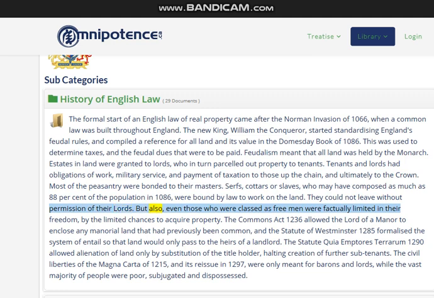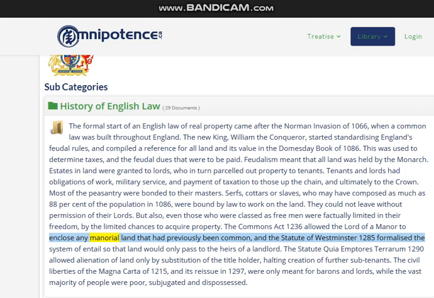But also, even those who were classed as freemen were factually limited in their freedom, by the limited chances to acquire property. The Commons Act 1236 allowed the lord of a manor to enclose any manorial land that had previously been common, and the Statute of Westminster 1285 formalized the system of entail so that land would only pass to the heirs of a landlord.